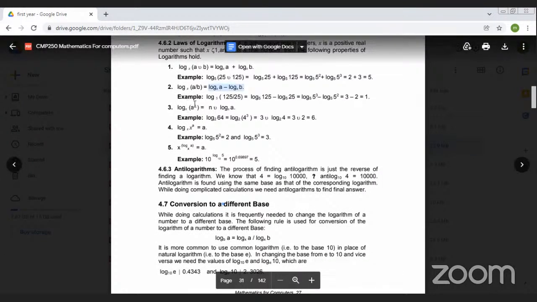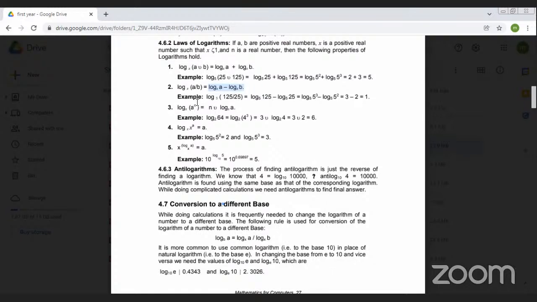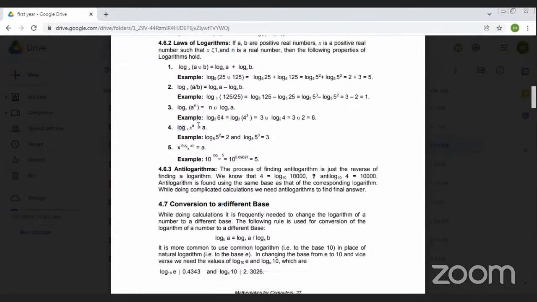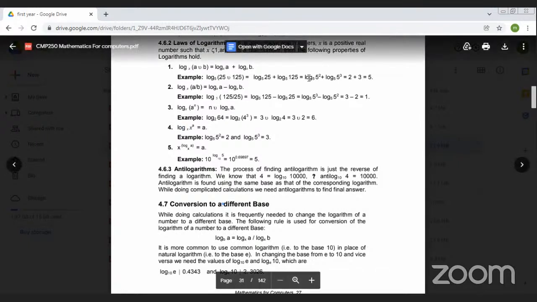Now log x raised to n. Here, when you have the nth power, you can shift it towards the front of the log. That is the index part. Now log x raised to a. See, this one is similar to this part. We are taking the nth power, and the nth power over here is a. They have taken this example. It is the same one.